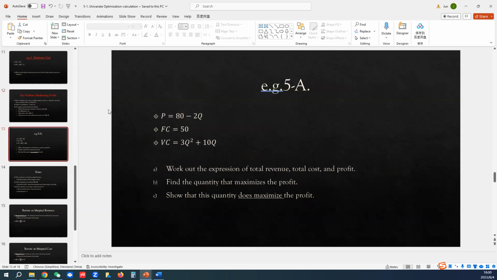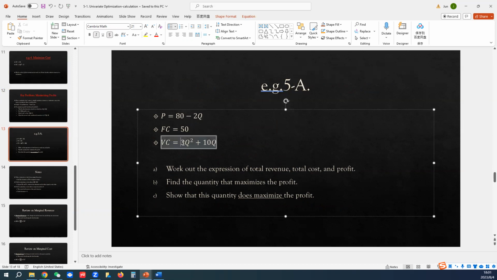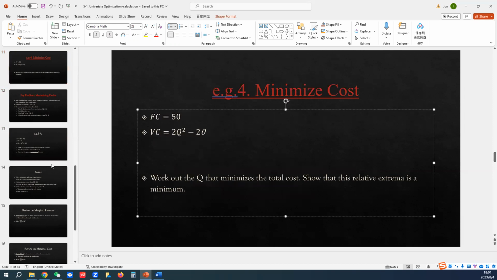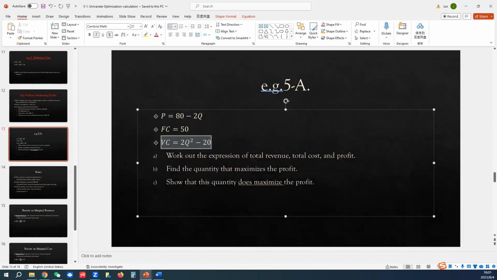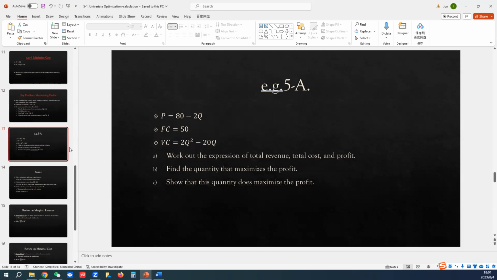Okay, now let's look at one question. This is example 5, and this is the first solution. That's why I label this as A. Here we have a bunch of functions that we previously solved. Let me do a minor correction of the mistake. It's 20Q. Those are exactly the same functions as we previously solved for maximizing revenue and minimizing costs.